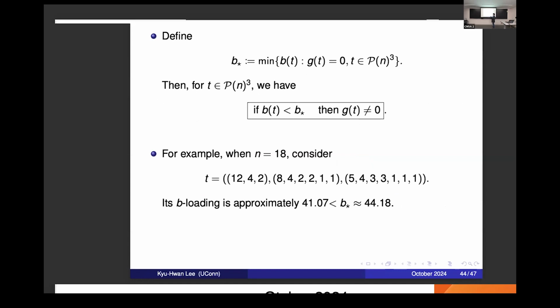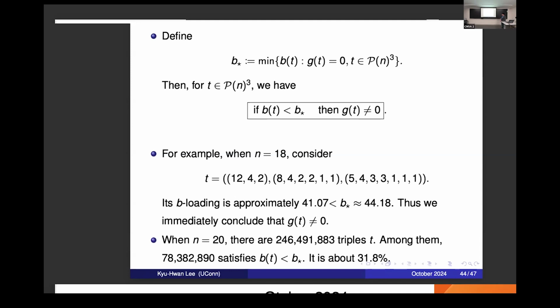So once we know the value, then this is automatic. Then how efficient can it be? When n is 20, the number of triples is 246 million. The number is big, and among them, more than 78 million triples satisfy this. So for these triples of partitions, we can immediately say the Kronecker coefficient is non-zero. That's about 31% of all triples of partitions.